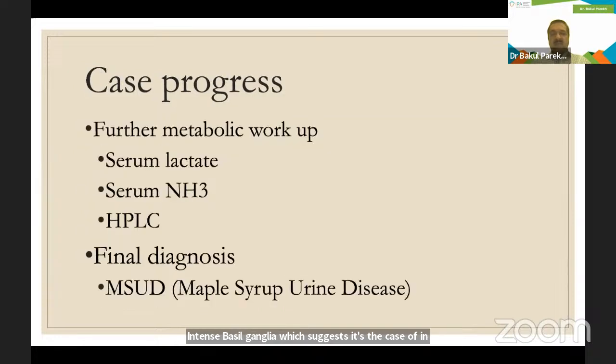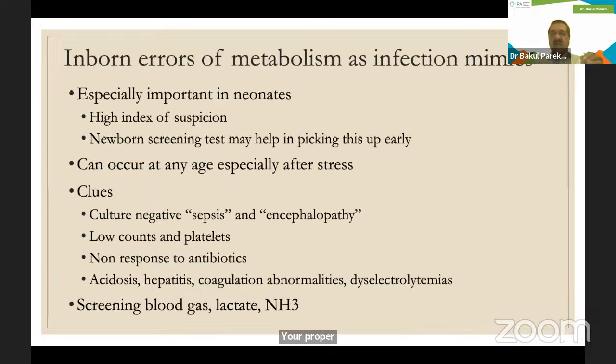So you will suspect this type of thing, and then you will confirm by doing serum lactate, serum ammonia, and proper paper chromatography, and the diagnosis can be confirmed. So in any patient, you should have a high index of suspicion. A newborn screening test may help in picking this up early, and it can occur at any age, especially after stress.